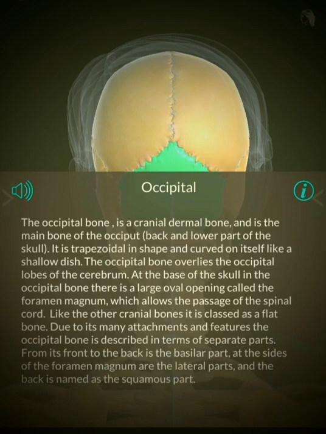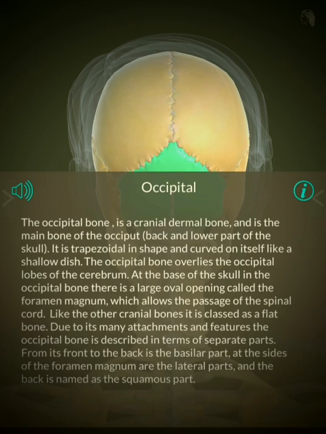The occipital bone is a cranial dermal bone, and is the main bone of the occiput, back and lower part of the skull. It is trapezoidal in shape and curved on itself like a shallow dish. The occipital bone overlays the occipital lobes of the cerebrum. At the base of the skull in the occipital bone there is a large oval opening, called the foramen magnum, which allows the passage of the spinal cord.